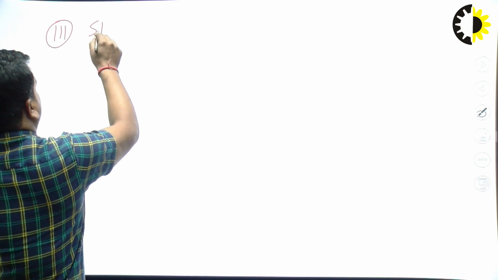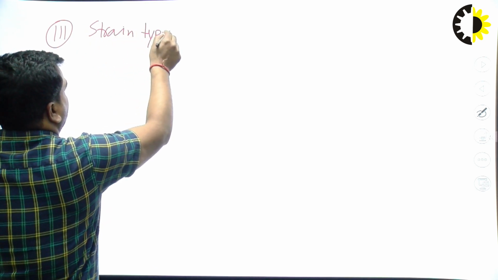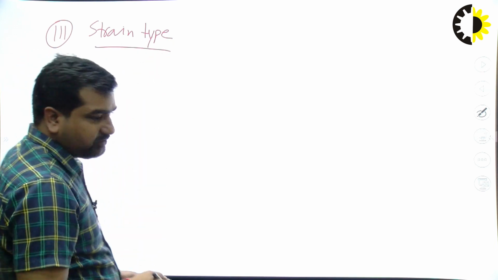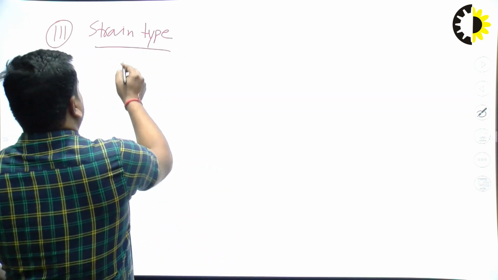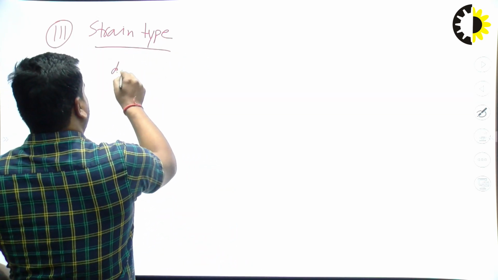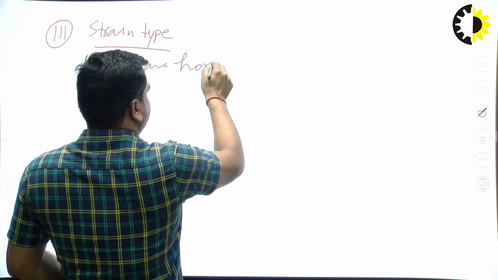Now the third one is the strain type. Basically, the construction of the strain type is similar to the construction of the suspension type. The only difference is that in the strain type the discs are horizontally connected.